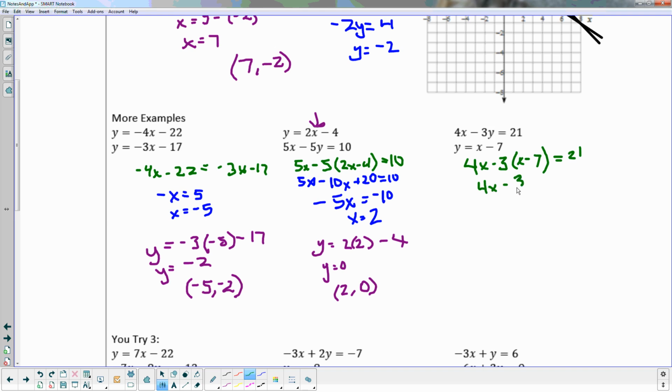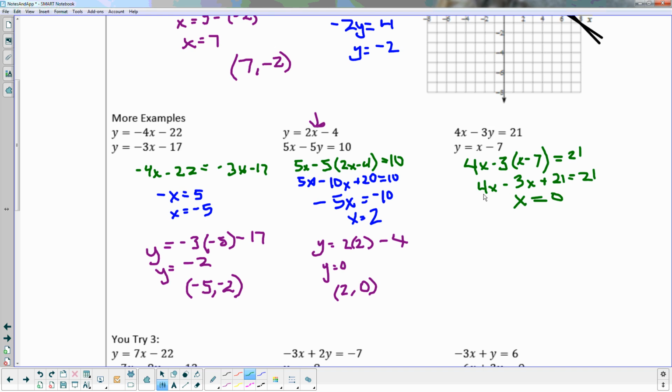So I get 4x minus 3x plus 21 equals 21. Combine my like terms here. 4x minus 3x is just 1x. And subtract 21 from both sides. And x will be 0. So that one worked out kind of nice.